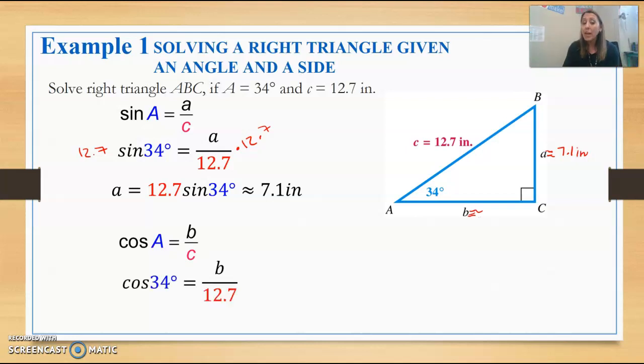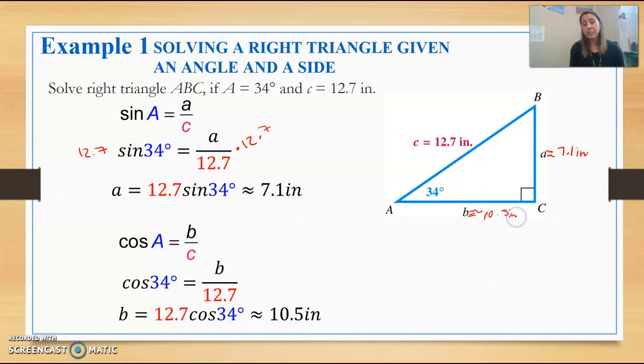Again, I know what angle A is, and I know what my hypotenuse is, so I'm going to plug those in. I'm going to multiply both sides by 12.7, and I'm going to type in my calculator 12.7 times the cosine of 34 degrees. That's going to be about 10.5 inches. Okay, so now I have that. I've got 10.5 inches.